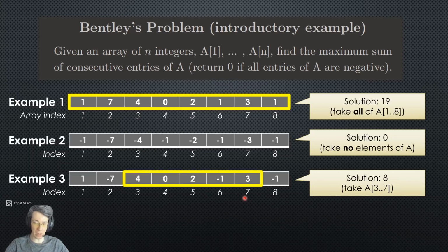And in these really small worked examples, it's pretty easy to see what the optimal solution is. But in much larger examples, if n is a billion or 10 billion, all of a sudden it becomes quite difficult to decide what the maximum sum is.